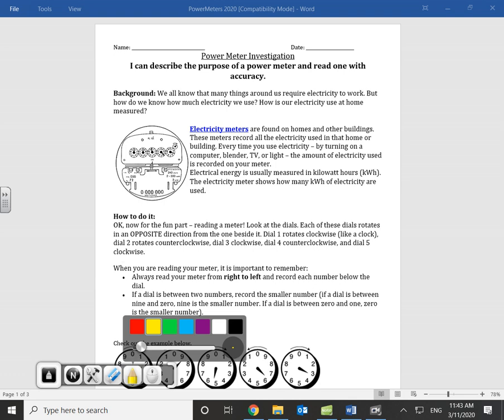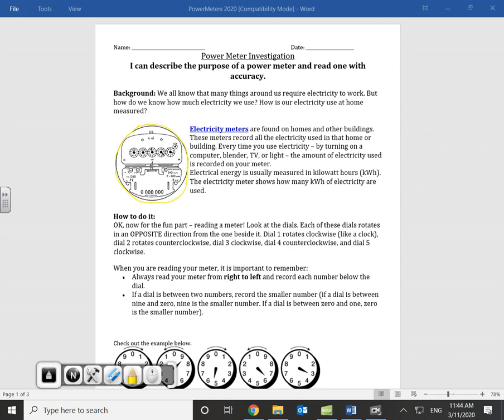So, today we are going to learn how to read power meters. Now, power meters are kind of a complicated thing because in Abu Dhabi, a lot of us live in apartment buildings and places where it's not so easy to find a power meter. But if you live in a villa or even a house, you will be able to find one of these somewhere around your home. And this thing that I've just circled is a power meter. And all this power meter is recording all of the electricity that your house is consuming.